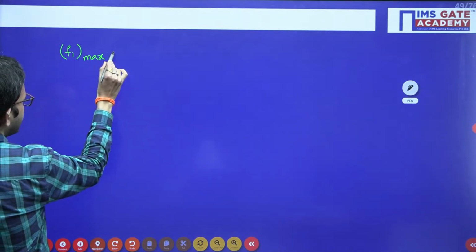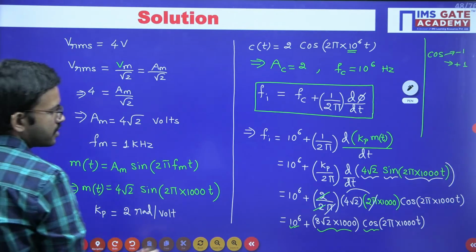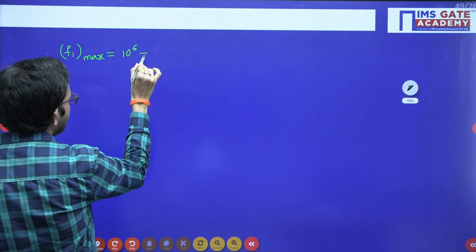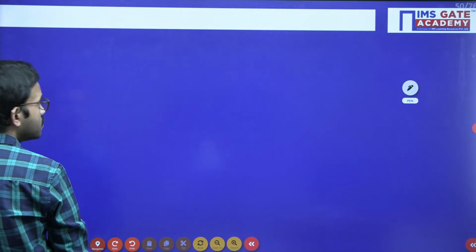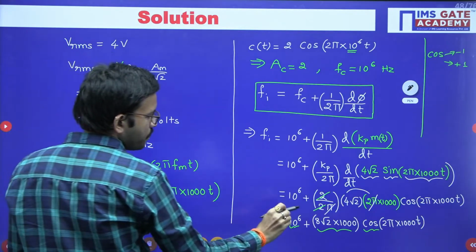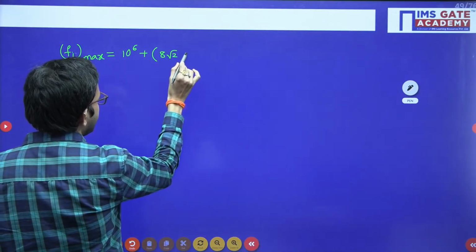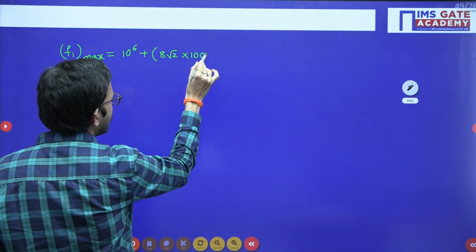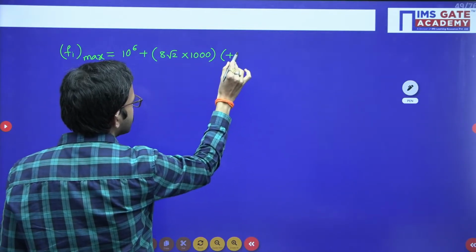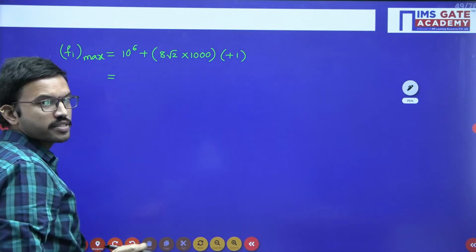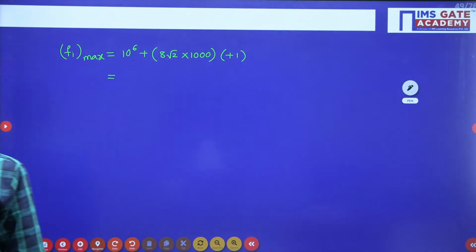Instantaneous frequency maximum, which is nothing but 10 power 6 plus 8 root 2 into 1000 into cos value, where I have considered +1. Then from here you are going to get the maximum, right? So all of you give a try. What is the simplified value you are going to get for this question?